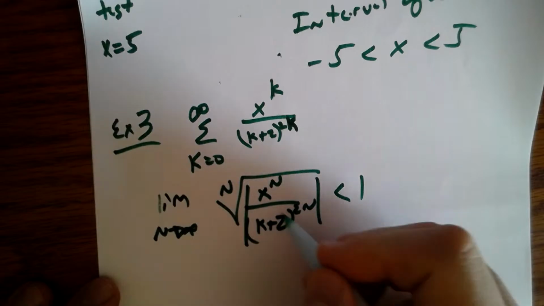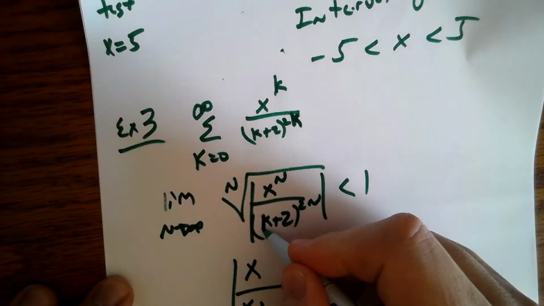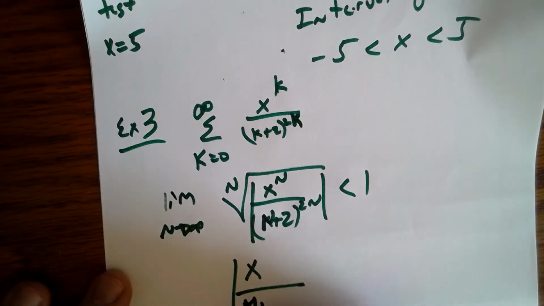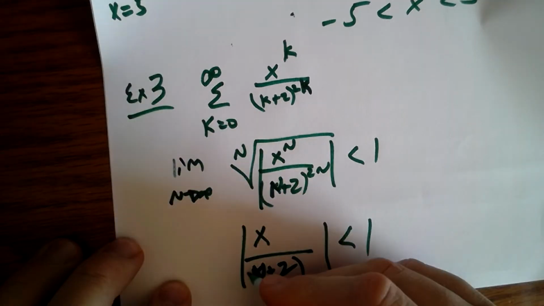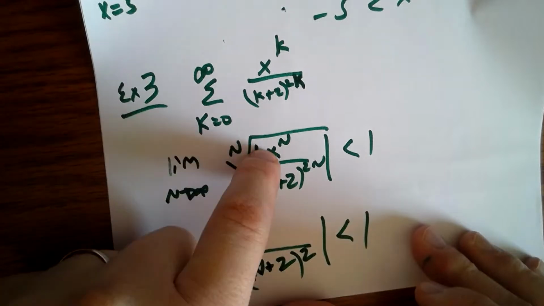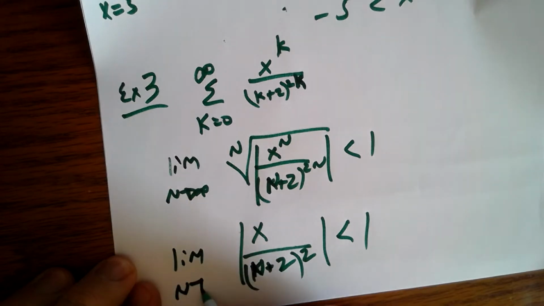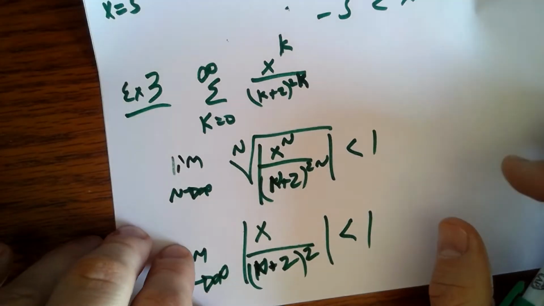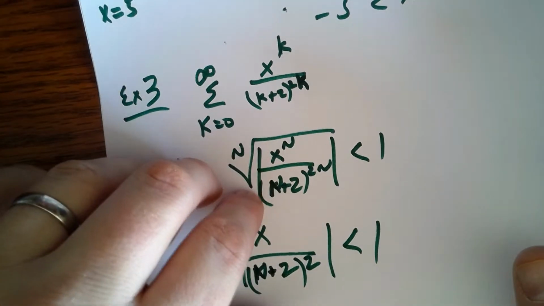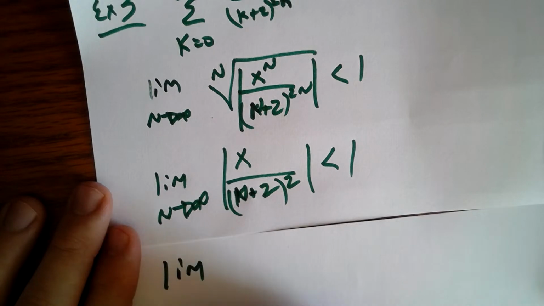All right, so this is pretty basic. Take the nth root, take the nth root, so we get the absolute value of x over the absolute value of n plus 2 has to be less than 1. Oh no, we're going to have a squared in that denominator. The nth root of that is that. And don't forget, we're going to take the limit as n goes to infinity. Now, kind of odd, does this have anything to do with n's anymore? No, it doesn't.